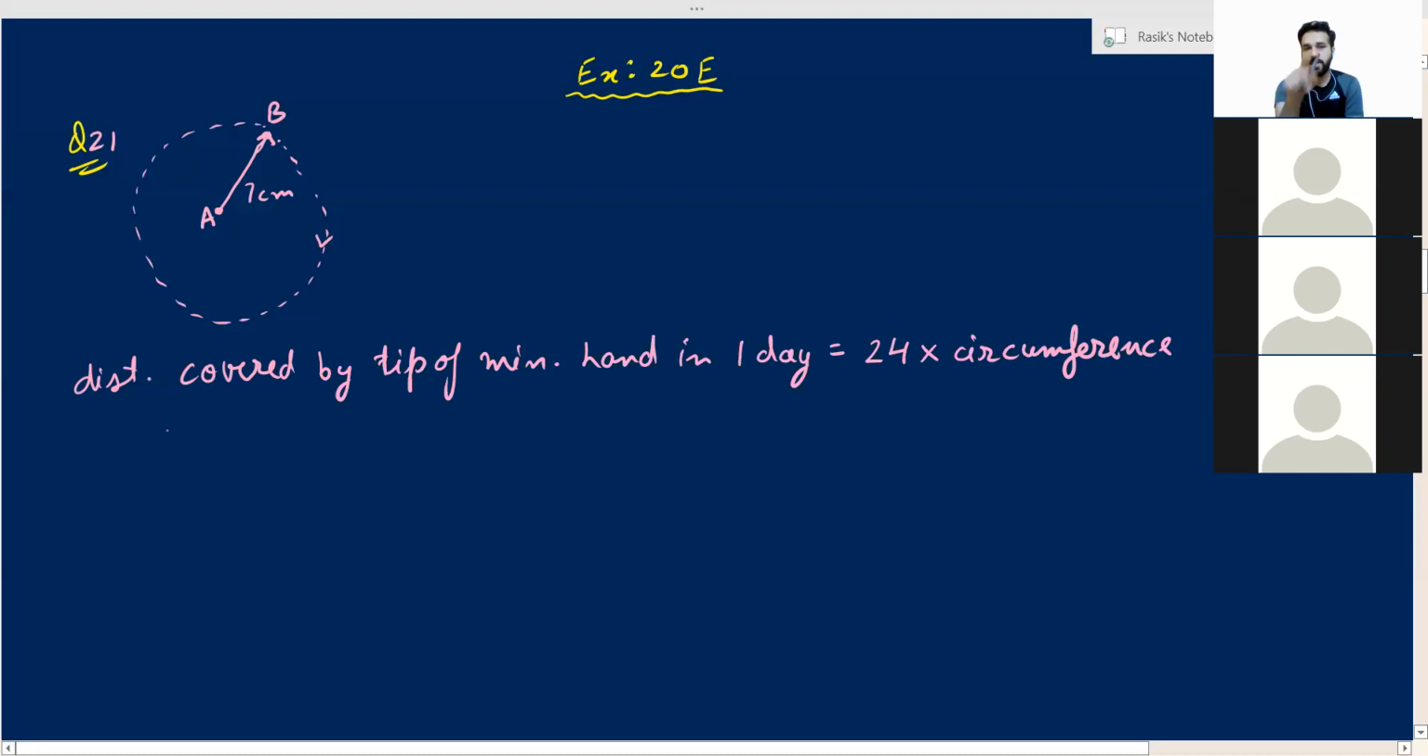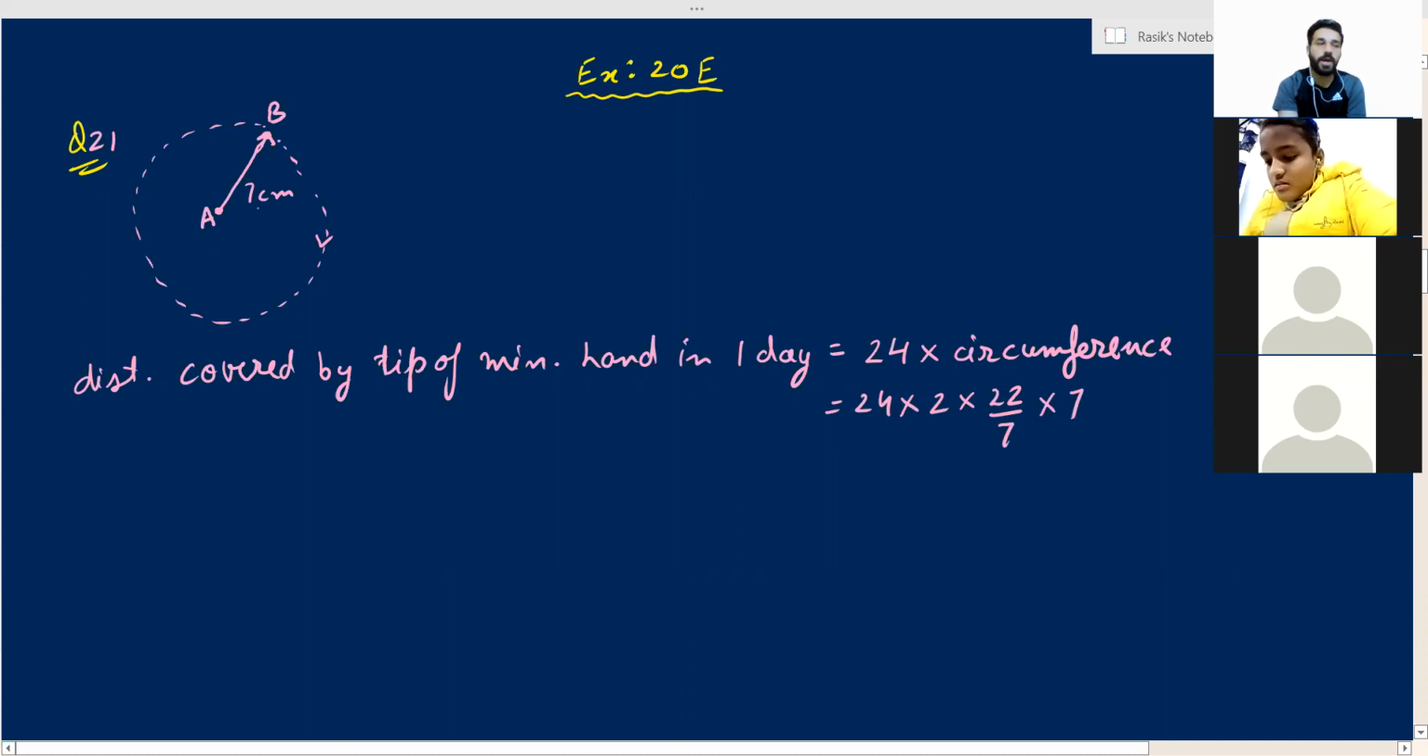Find out the circumference and multiply by 24. Very simple. You got the distance covered by the tip in one day: 24 into 2 pi r. 2 into 22 upon 7 into r. Radius is 7. Why radius is 7? Because the length of the minute hand is 7 centimeters. Therefore, the radius of the circle is 7 centimeters. Am I right?